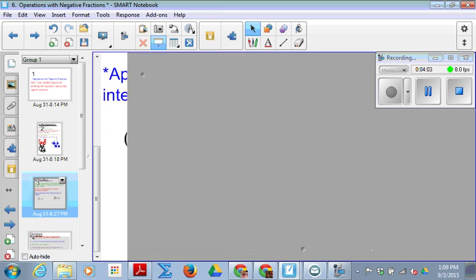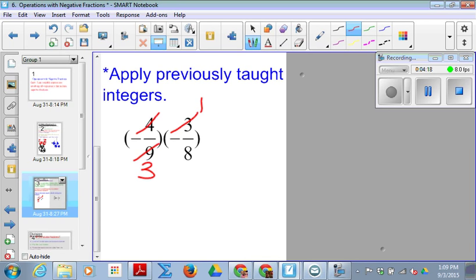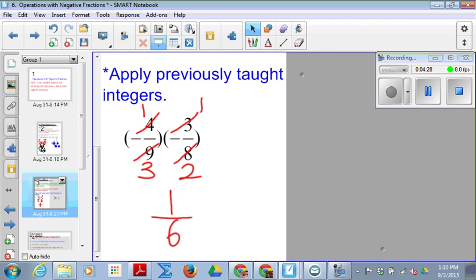So we get the screen shade back. So we've got -4/9 times -3/8. We know the answer is going to be positive because negative times a negative. Well, look for simplification, the 9 and 3. We can divide 3 out of each. 4 and 8, we can divide 4 out of each. Leaves us with 1/6. And again, because we're double negative, our answer is positive. So 1/6 is the answer.